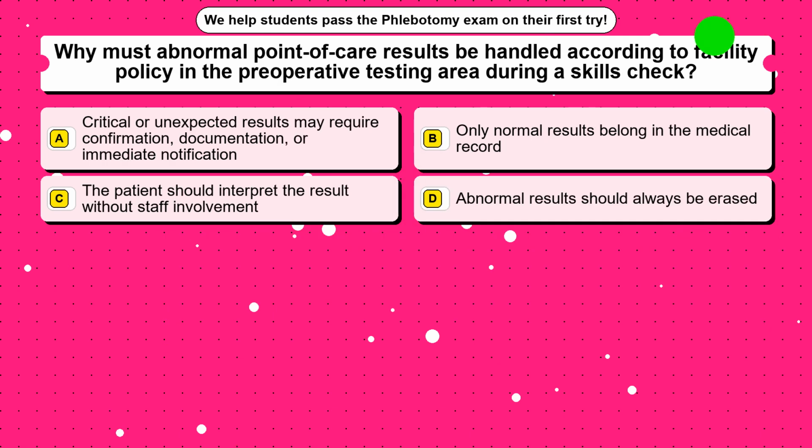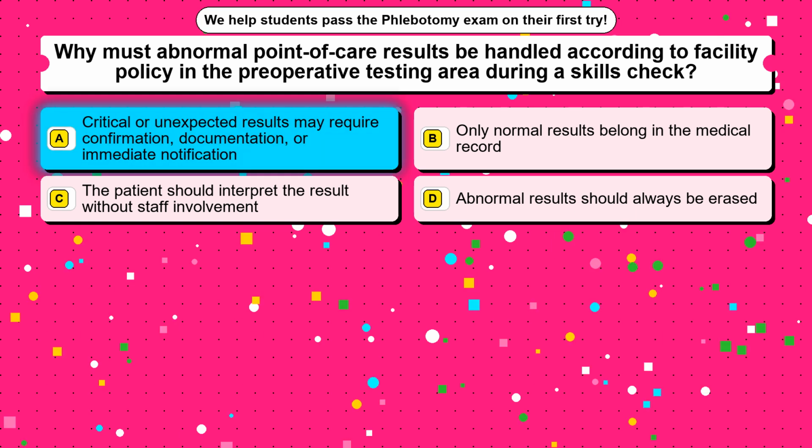Question 82. Why must abnormal point-of-care results be handled according to facility policy in the preoperative testing area during a skills check? Option A. Critical or unexpected results may require confirmation, documentation, or immediate notification. Option B. Only normal results belong in the medical record. Option C. The patient should interpret the result without staff involvement. Option D. Abnormal results should always be erased.